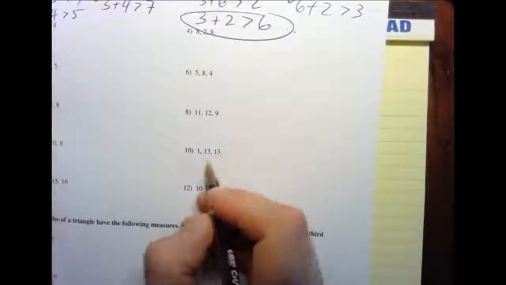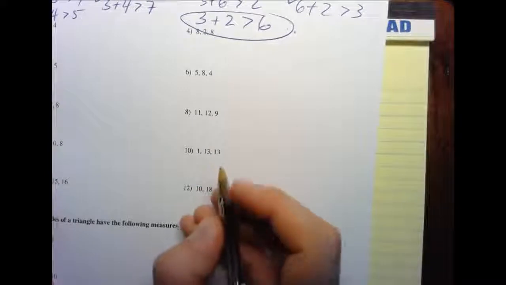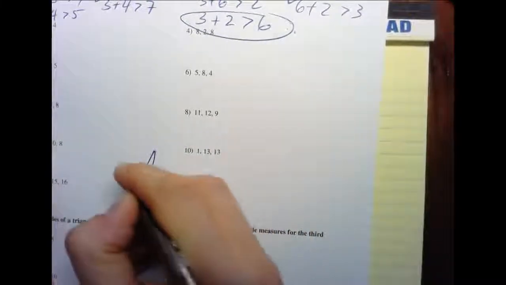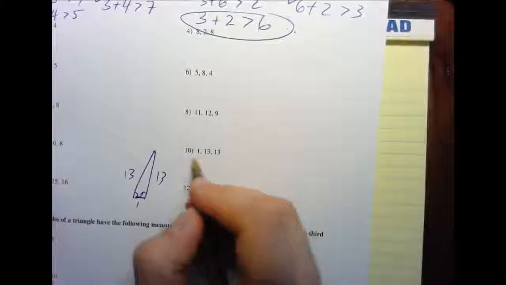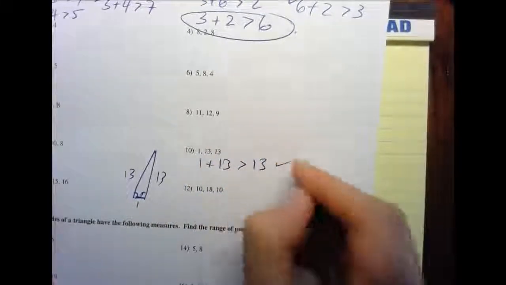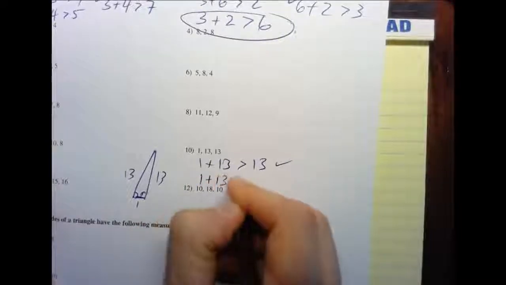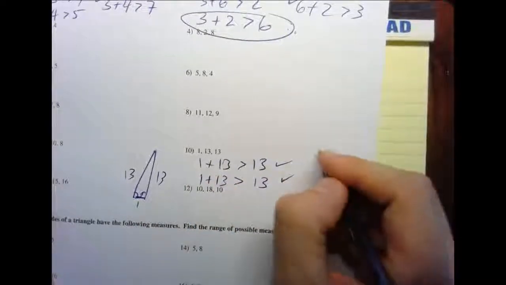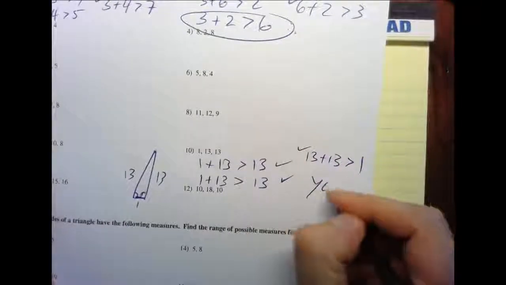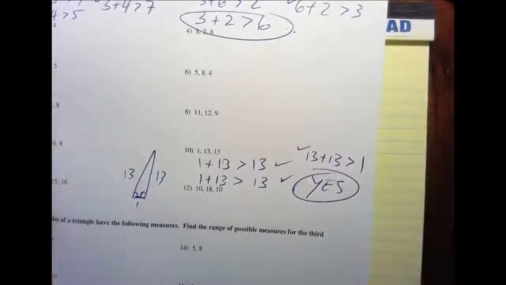What about 1, 13, and 13? In case you're wondering, that would be a really skinny, tall isosceles triangle, like that. So 1, 13, and 13. 1 plus 13 is greater than 13? Yes. 1 plus 13 is greater than 13? Yes. And 13 plus 13 is greater than 1? Yes. So this is a yes, and they all three work.